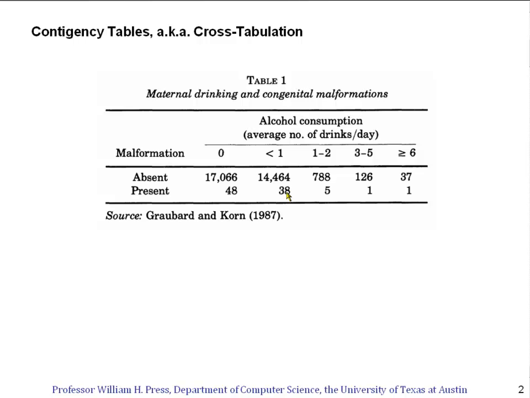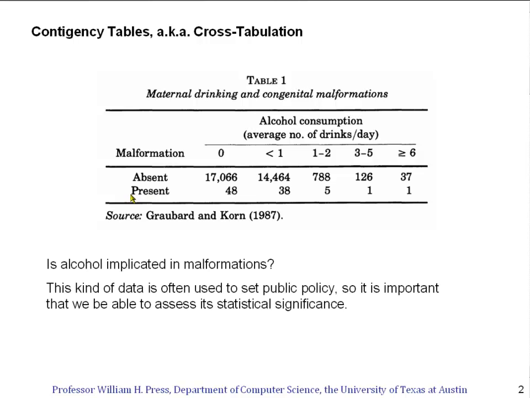So for example, this one is a study where more than 30,000 pregnant women were asked about their alcohol consumption, and on that basis they were assigned to one of these 5 columns in the way that you can see here. And then what was tracked was whether their infants, when born, had any malformations, absent the good case, of course, present the sad case. And the question here is, of course, is alcohol implicated in malformation?